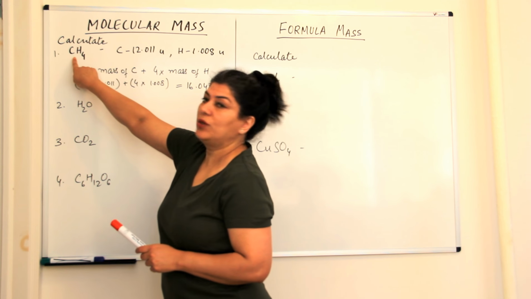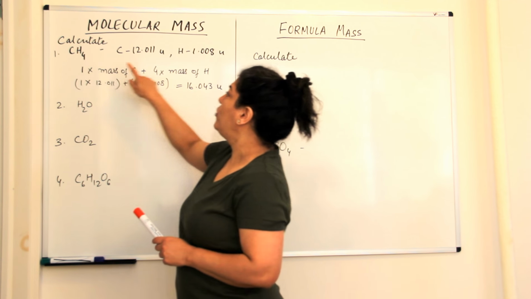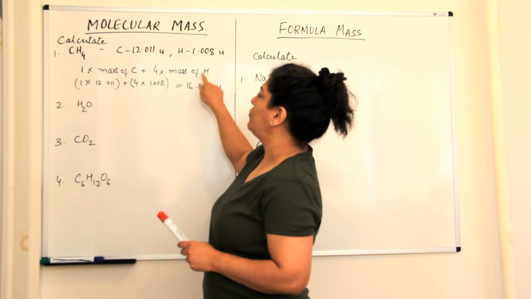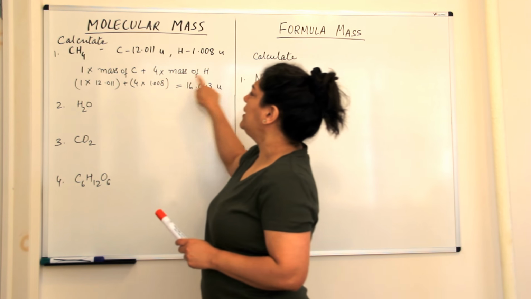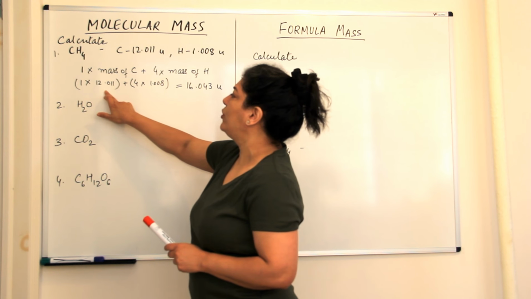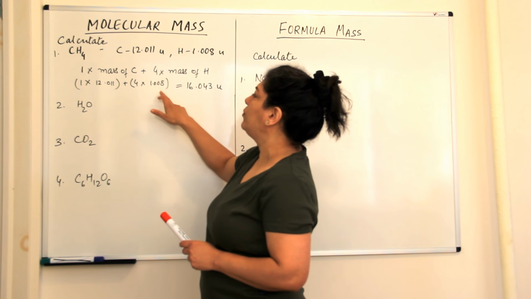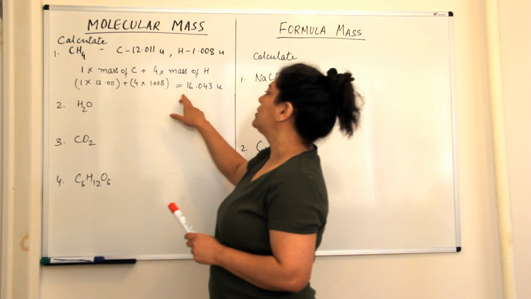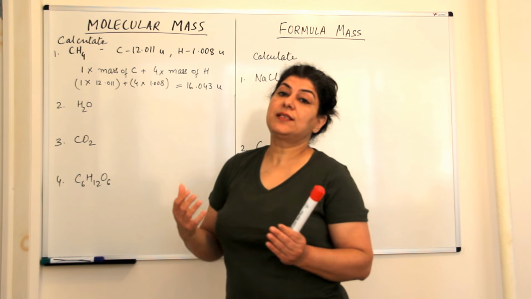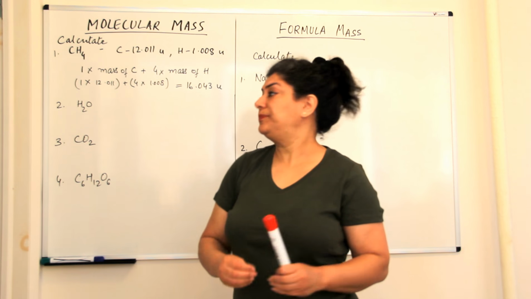Therefore, the mass of methane, whose molecular formula is CH4, is 1 into the mass of carbon, because there is only 1 atom of carbon, and there are 4 atoms of hydrogen. Therefore, plus 4 into the mass of 1 atom of hydrogen. So that will give you the mass of 4 atoms of hydrogen. Add the 2. So 1 into 12.011 plus 4 into 1.008. If you solve this, the solution is 16.043 U. So that is how we calculate the molecular mass.